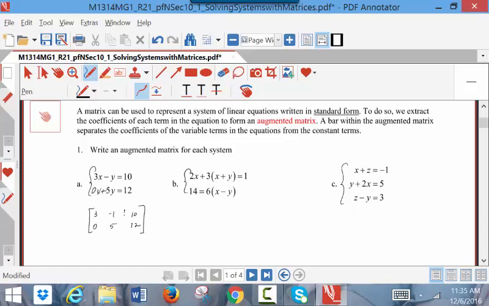Now in general we would put a dashed line where the equal part of the equation is to help define where the coefficients of the variables are versus the constant.